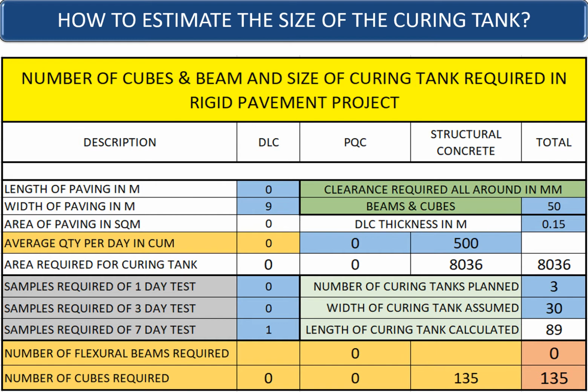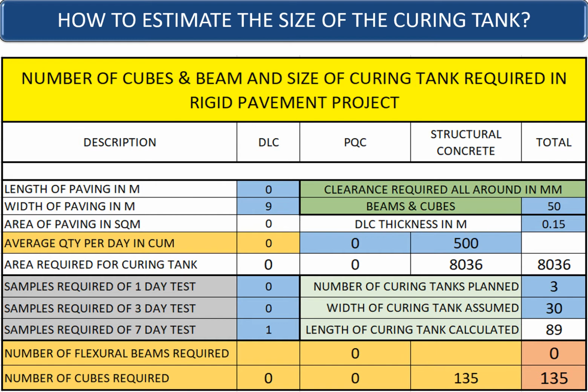Then by using your executive summary sheet, you will be able to estimate the size of the curing tank. Now, the beauty of this executive summary sheet is you need to input the data only in the cells which are marked in blue. Like if you say you have a DLC in the project, then probably you need to enter the length which you are planning to pave in a day, the maximum length or the average length which can be planned to pave in the project.